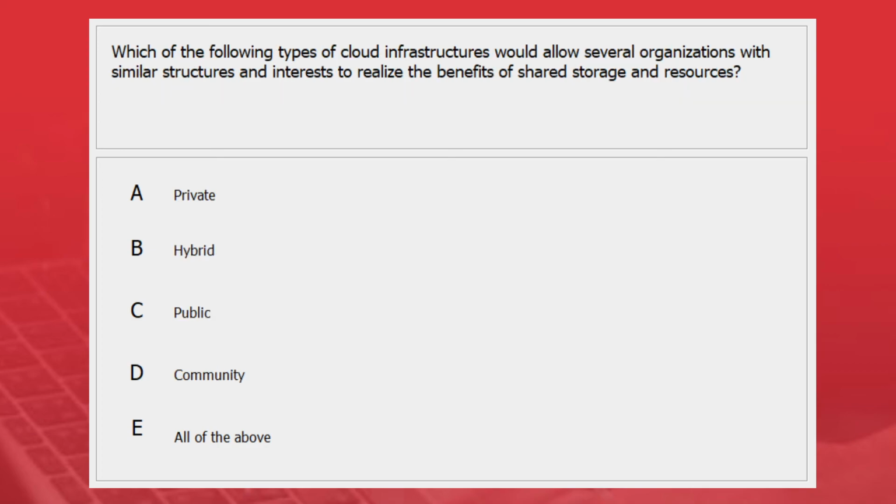Question number 22. Which of the following types of cloud infrastructures would allow several organizations with similar structures and interests to realize the benefits of shared storage and resources? A. Private. B. Hybrid. C. Public. D. Community. E. All of the above. The correct answer is D.